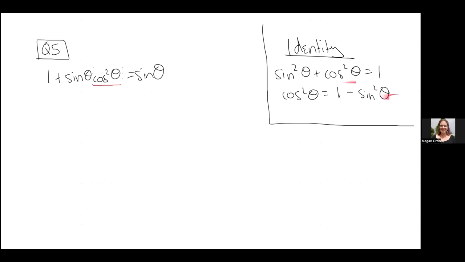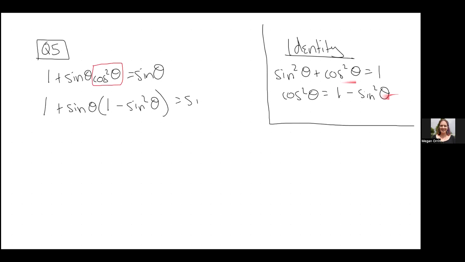Oh, it's doing that weird thing again. All right, we'll see what we can do. So what I'm going to do is say that is cosine squared theta. So 1 plus sine theta, and then in brackets, I'm going to use this, 1 minus sine squared theta, because that is equivalent to this, equals sine theta.